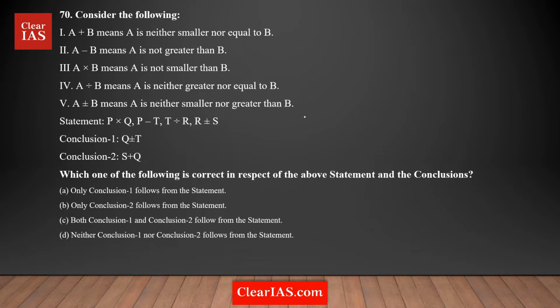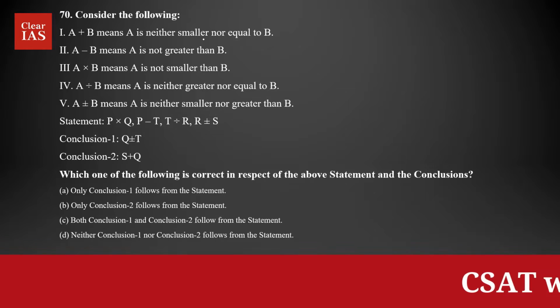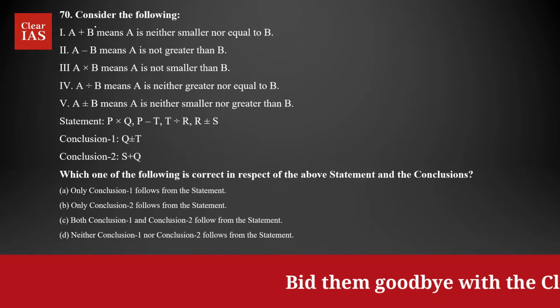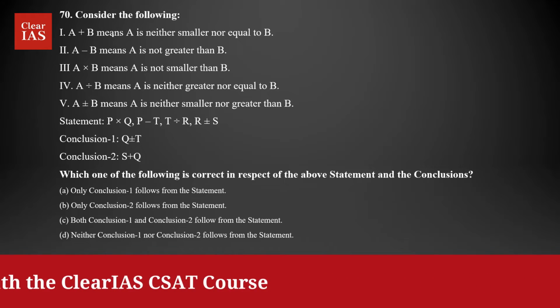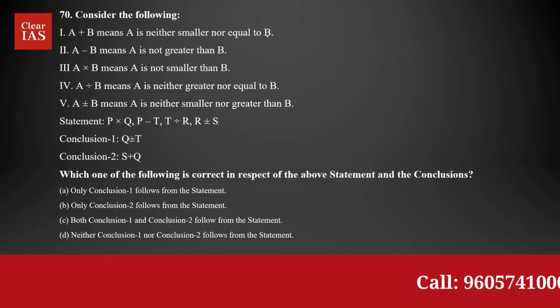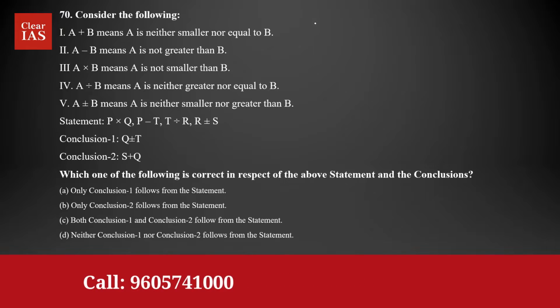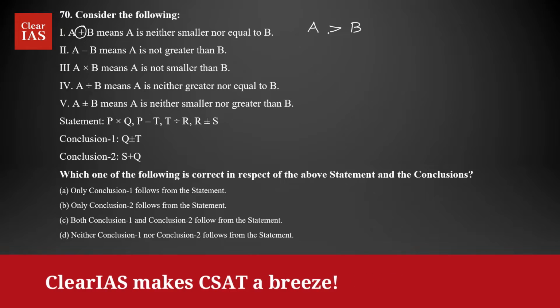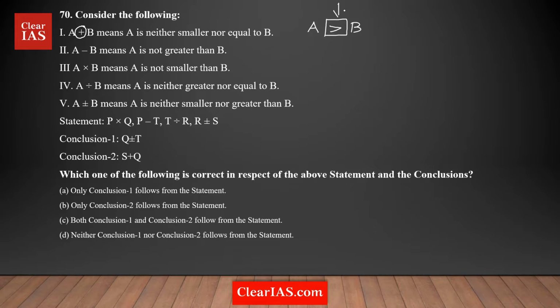So there is some information given in this question, followed by one statement and two conclusions. I need to find out which of the conclusions are correct. Statement 1 says that A plus B means A is neither smaller nor equal to B. So for this symbol, there is a meaning. Whenever you have A plus B, it means A is neither smaller nor equal to B. That means A is greater than B. So the plus symbol denotes the inequality sign greater than.